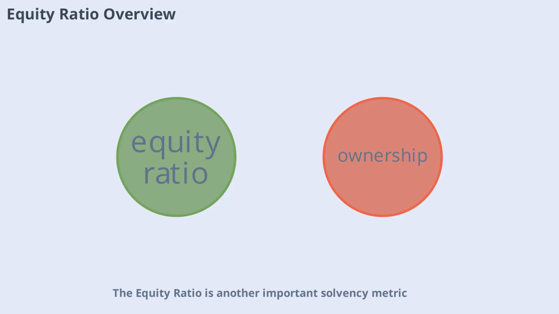Equity ratio is another important solvency metric. It measures the proportion of total assets financed by shareholders' equity. A higher equity ratio indicates that a company is less reliant on debt, which generally means lower financial risk. This ratio is especially useful for investors who want to see how much of the company is owned outright versus financed through borrowing. Let's look at how this ratio is calculated and what it tells us about a company's financial health.